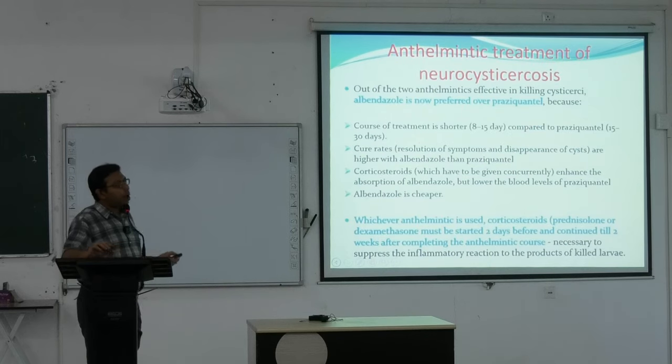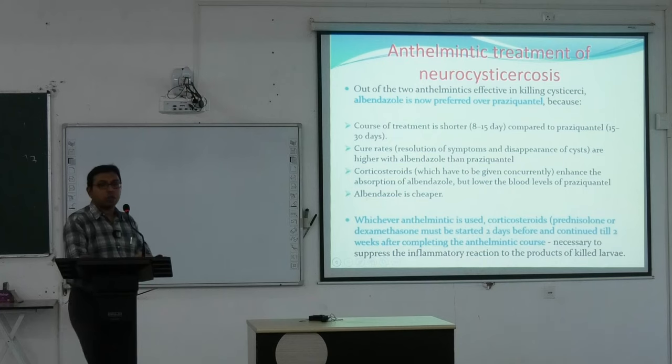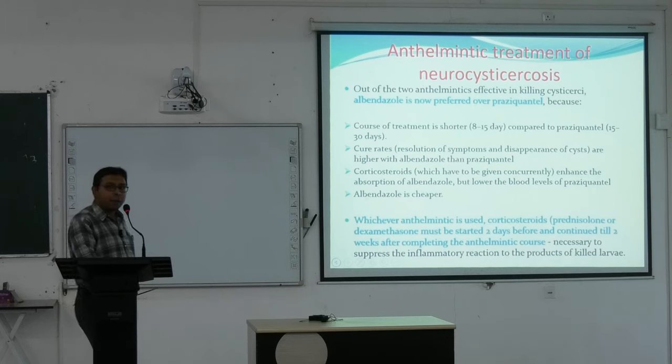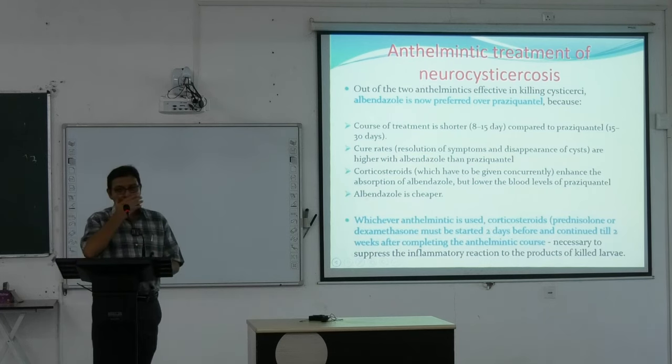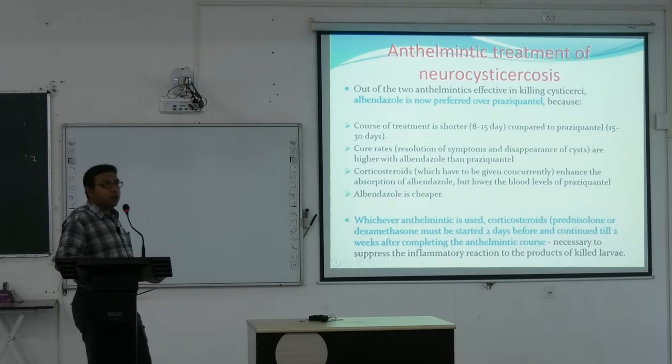Now, anti-helminthic treatment of neurocysticercosis, what I am talking about. This is a dangerous condition that can also lead to death. One of two anti-helminthics is effective in killing cysticerci. Albendazole is now preferred over praziquantel. Already we have seen praziquantel is another drug that can be effective against this. But albendazole is of course preferred because the course of treatment is shorter. Only 8 to 15 days is required, while for praziquantel approximately 1 month is required. Cure rates are also higher. Resolution of symptoms and disappearance of the cyst will be more.